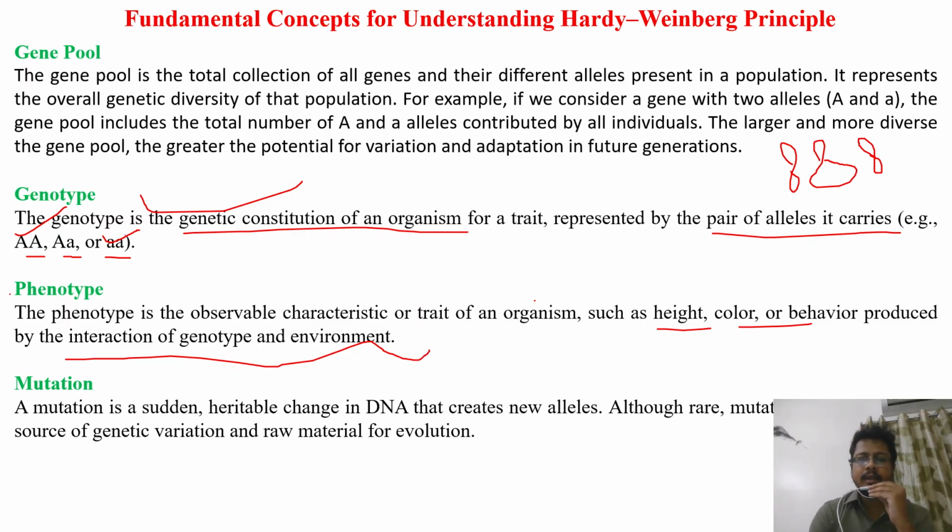Mutation is a sudden heritable change in the DNA that creates new alleles. Although rare, mutations are the source of genetic variation, and it's a raw material for evolution, because mutation leads to different phenotypes, and phenotypes go through natural selection, and the fittest phenotype will lead to evolution.